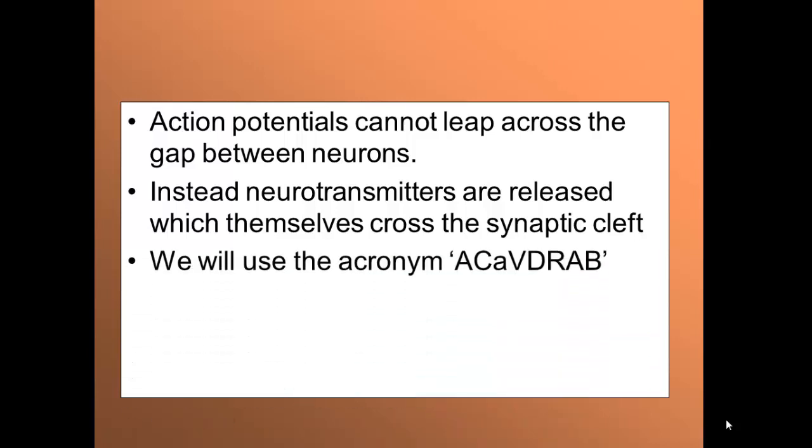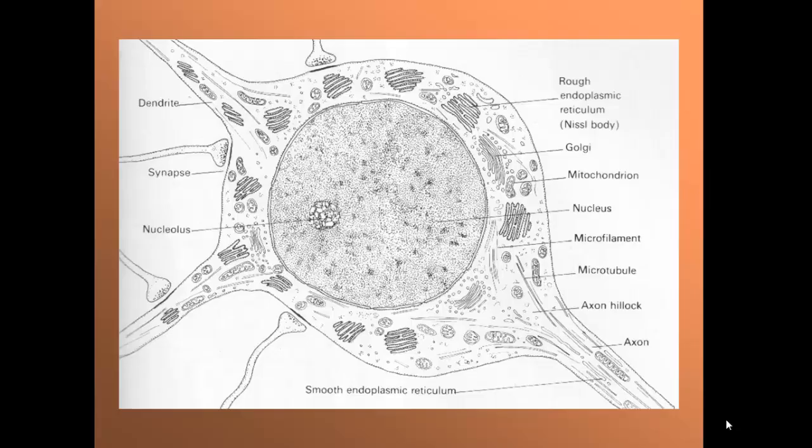And we're going to look at this process using this acronym, a cav-drab. Say after me, a cav-drab. 1, 2, 3, a cav-drab. That's it. That's our acronym. We're going to look at the stages of nervous transmission across the synapse using these letters. This diagram, I hope, will help us to see how synapses may occur.